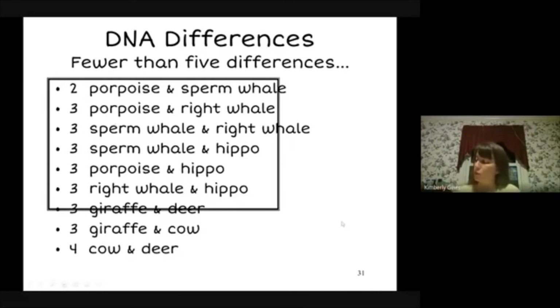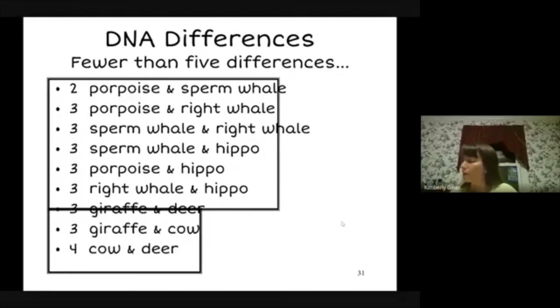So our first question under this on page 93 says, notice all of the pairings. So we've got 4 species that are all equally related, about porpoise, sperm whale, right whale, and hippo. Then we've got 3 species that are all about equally related, the giraffe, the deer, and the cow. What do these low numbers suggest about how closely they are related to each other? These have very few differences. How closely related are they?